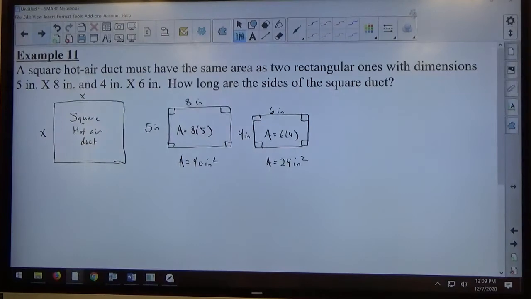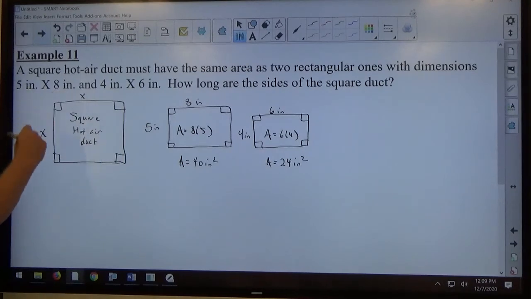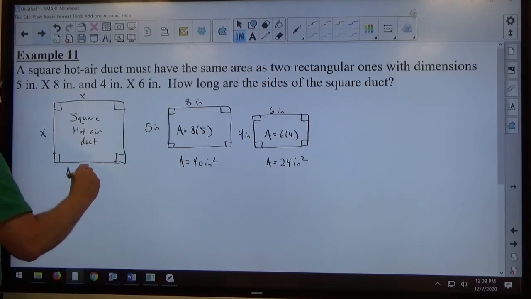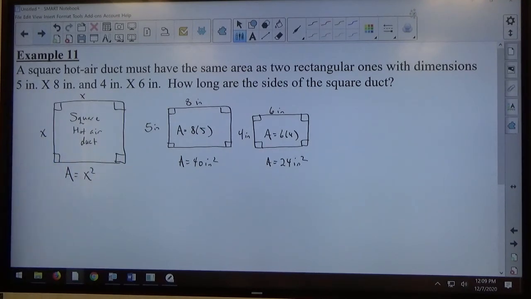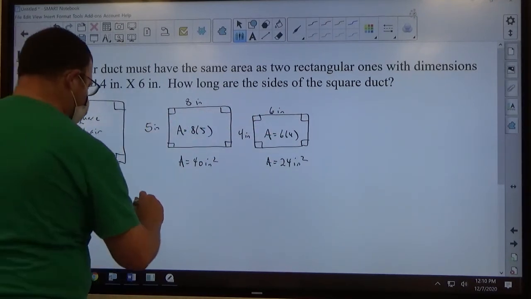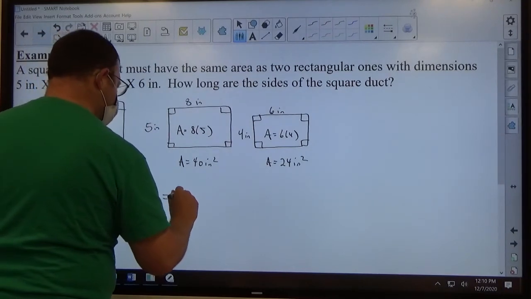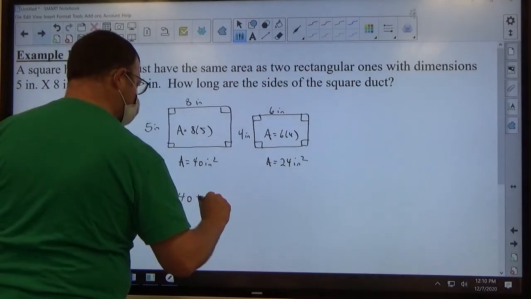The area of the square, length times width, because we have right angles here also. A square is basically a rectangle with equal sides. The area of the square is x squared. Reading the problem, it states that this area, x squared, is equal to the sum of these two areas. So I know that x squared equals 40 plus 24.